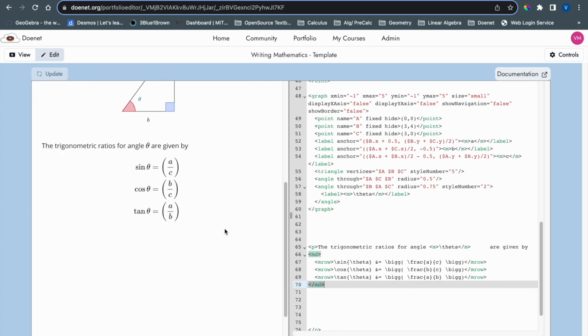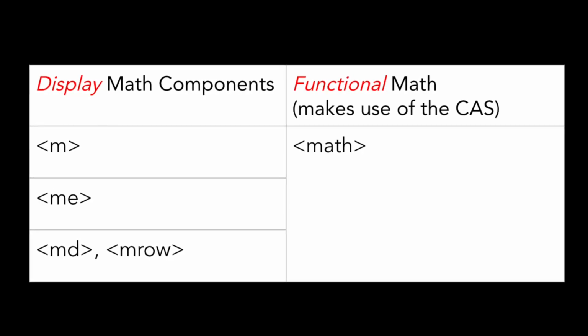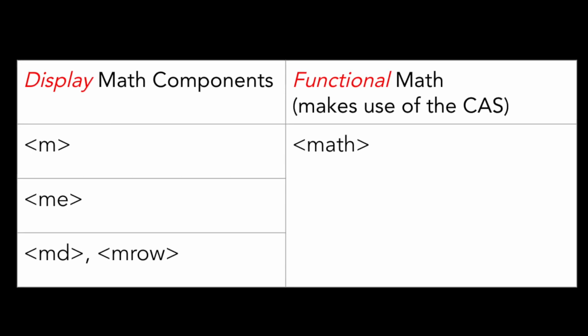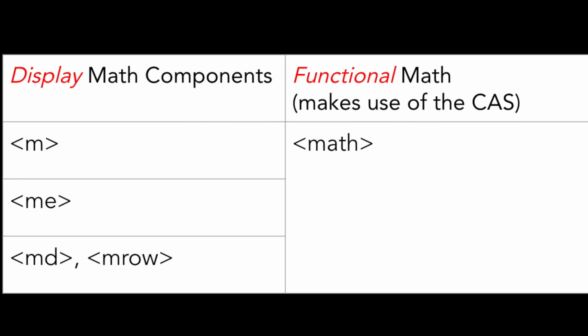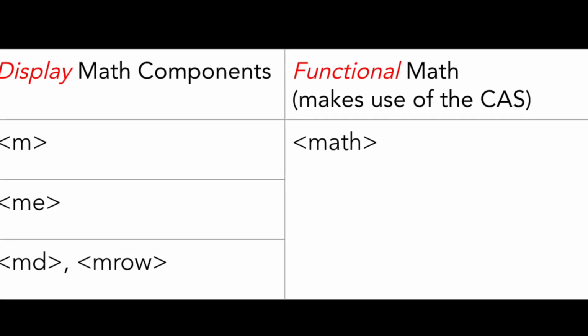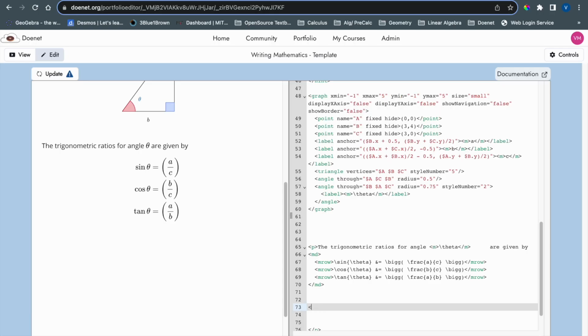Now that we've learned several different ways to write display math, let's take a moment to differentiate these tags, the M, the ME, and the MD, from another important component that you'll use quite often, the math tag. For newer users, it can be confusing at first when to use a certain math component. The math tag, which we'll learn about soon, allows us to define expressions on which we can actually do math.